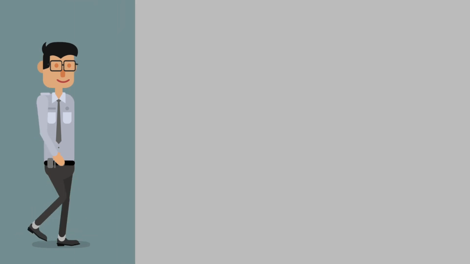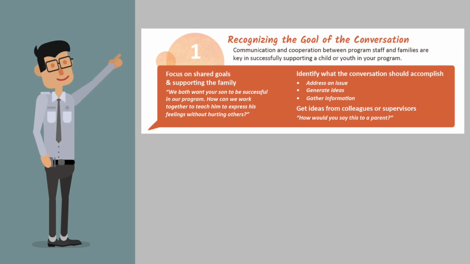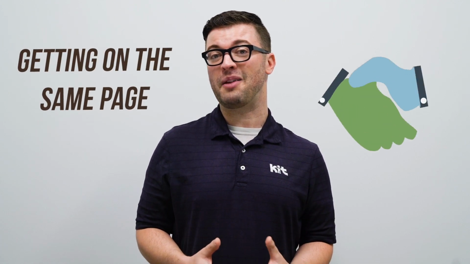The first recommendation in the tip sheet is to recognize the goal of the conversation. That's a challenge because oftentimes as program providers, we want to be really efficient when we're meeting with families, and sometimes we want to accomplish too much or we expect too much from the family when they come in to help us. Sometimes the work is really around getting on the same page about what the challenge is that their child is facing in your program.